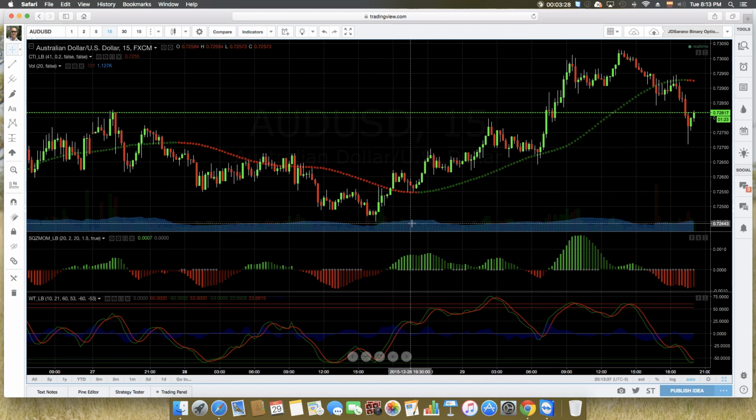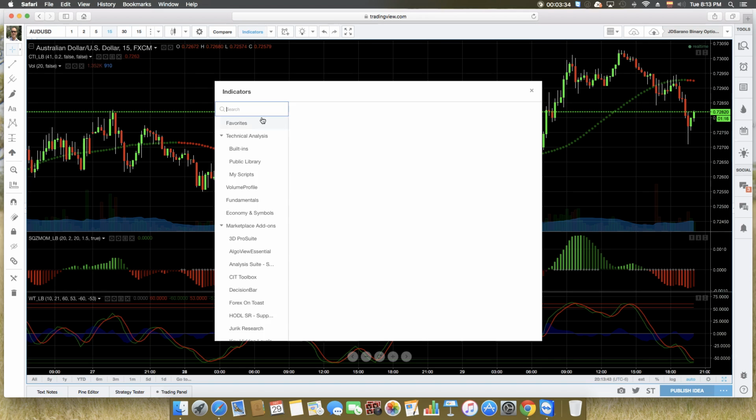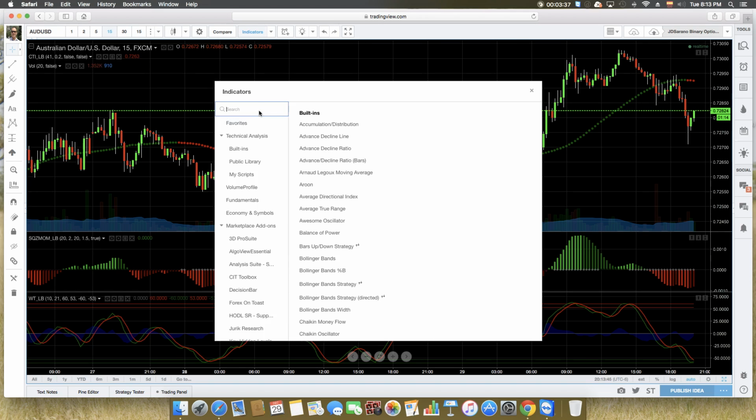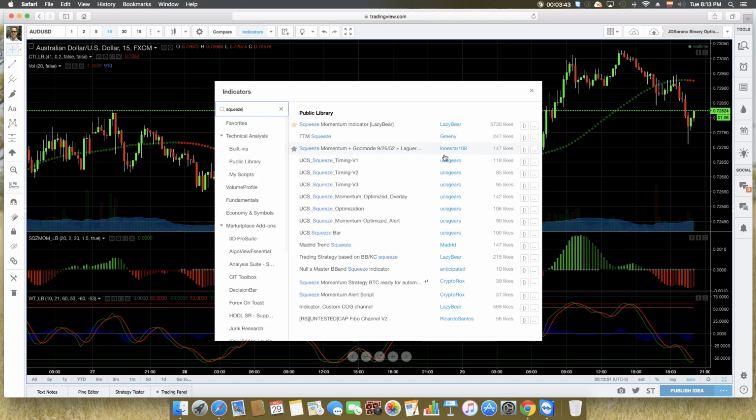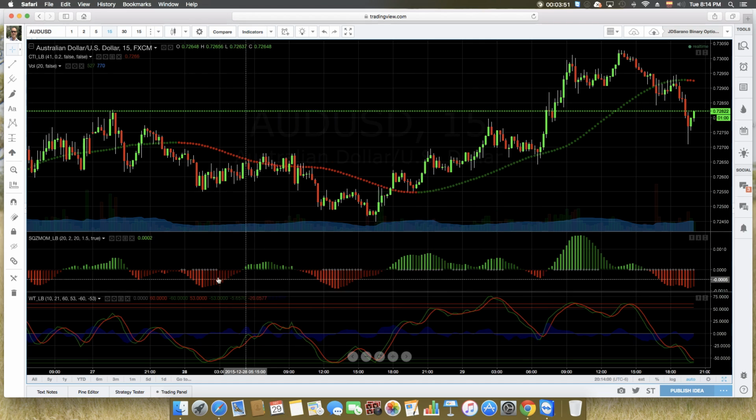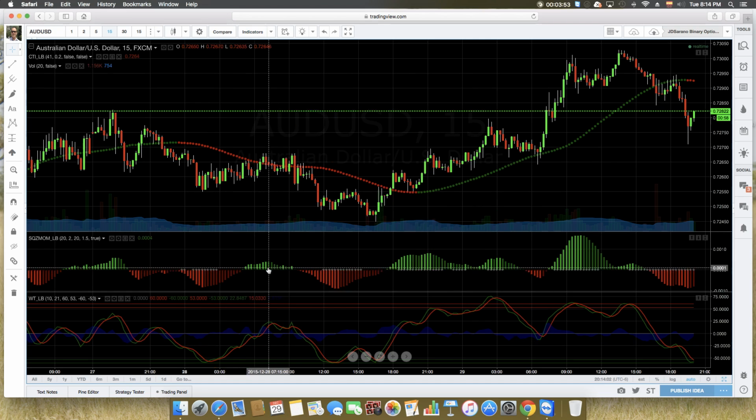The next indicator is called Squeeze, also by Lazy Bear. If you go to the indicators window and type Squeeze, click enter, you see that the very first is the Squeeze Momentum indicator by Lazy Bear, and that's exactly this one here.